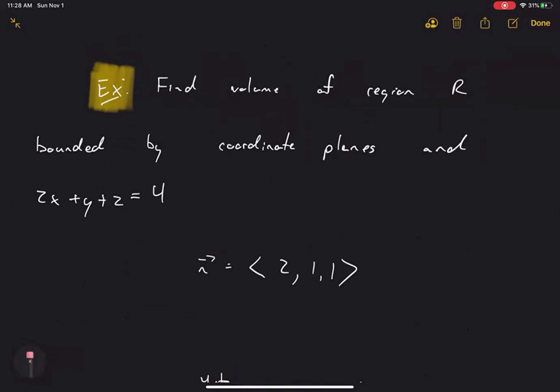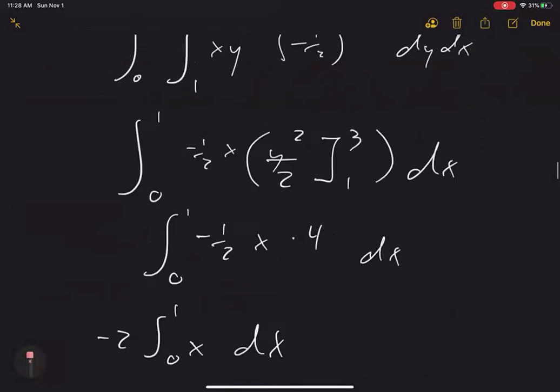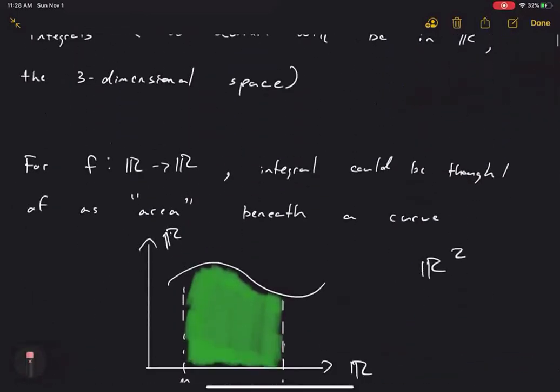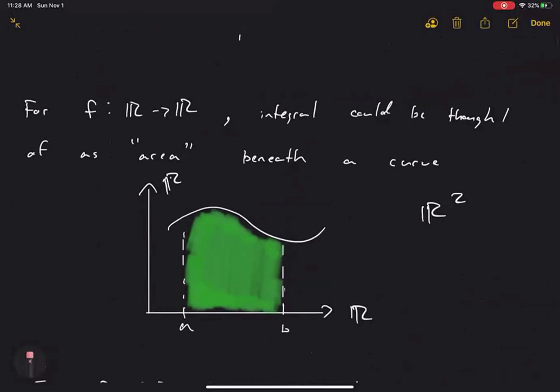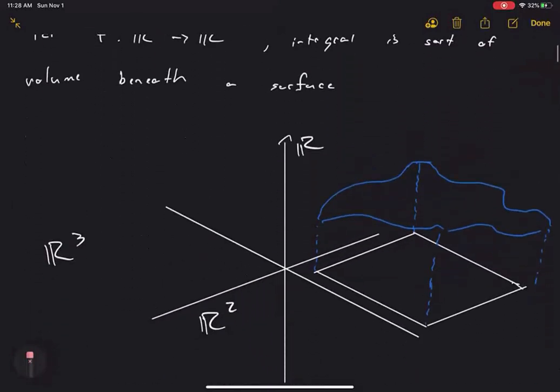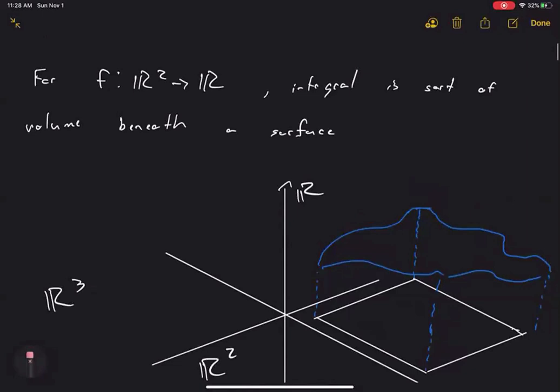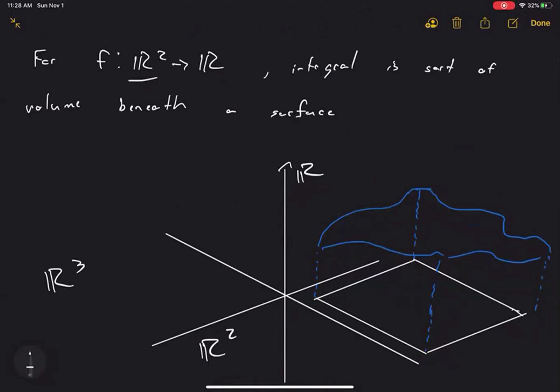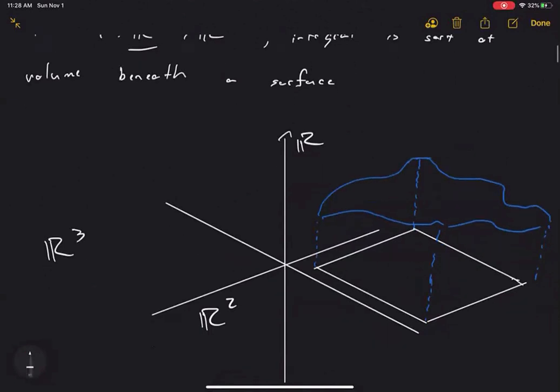We're using a triple integral to find a volume. And that might clash with what I said up here, where we said the integral over R2, when our domain is R2 or a region in R2, is going to give us volume, right?